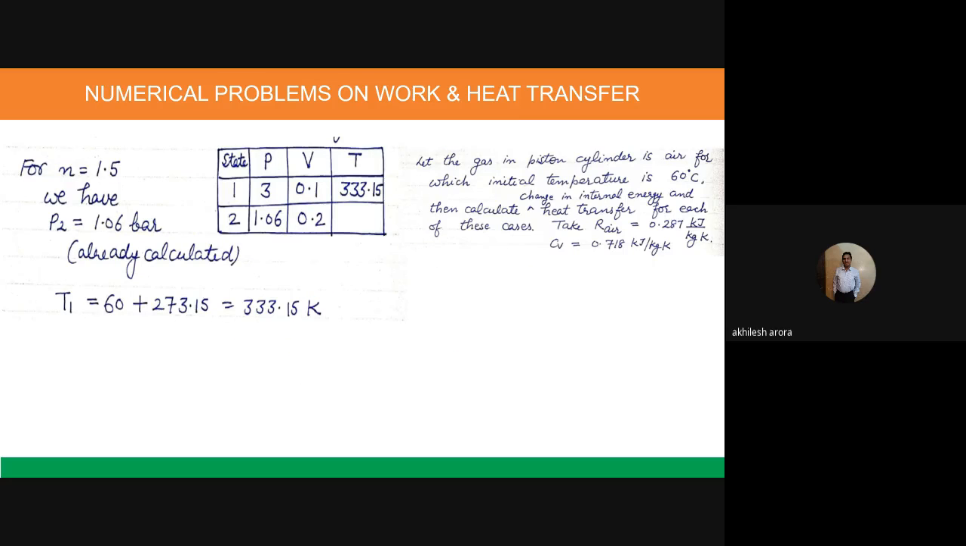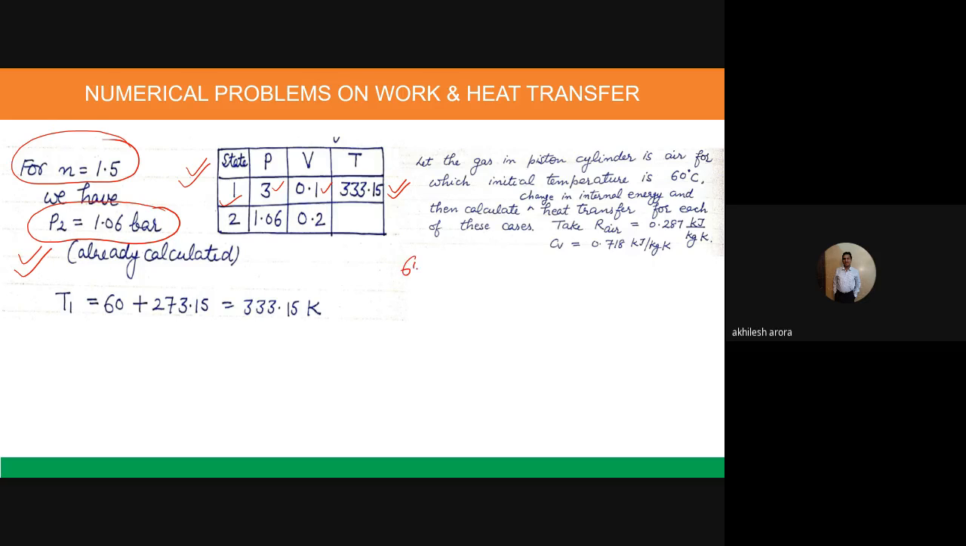So once again, now what I am considering, first of all, I am considering the value of n is equal to 1.5. That means I am considering the polytropic process. And in this case, while calculating the work transfer, we calculated the value of pressure as 1.06 bar. So I have made a table, so it will be easy for me to use these values.